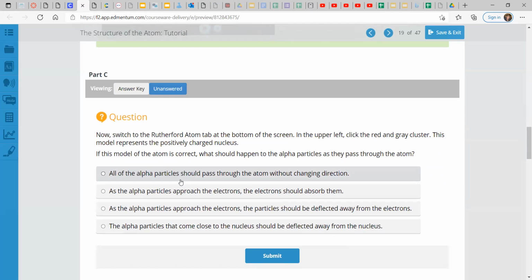Part C. Now switch to the Rutherford atom tab at the bottom of the screen. In the upper left, click the red and gray cluster. This model represents the positively charged nucleus. So now we're introducing the nucleus. If this model of the atom is correct, what should happen to the alpha particles as they pass through the atom?